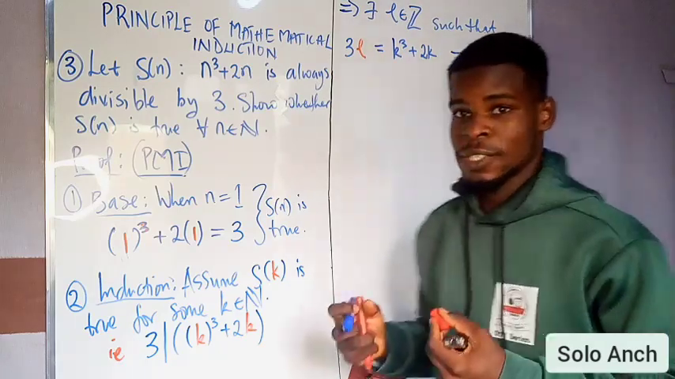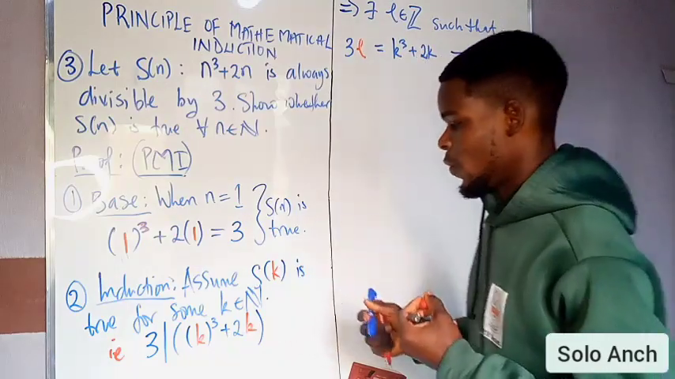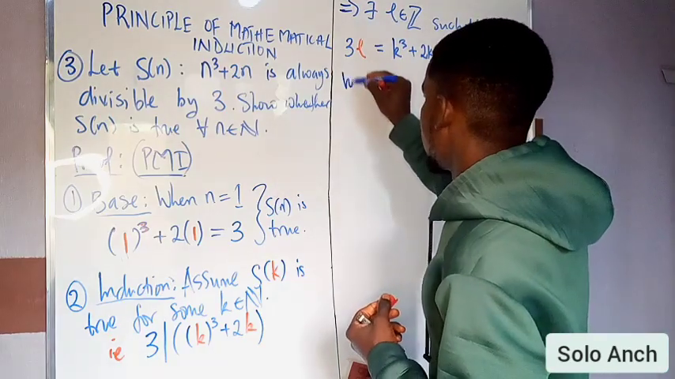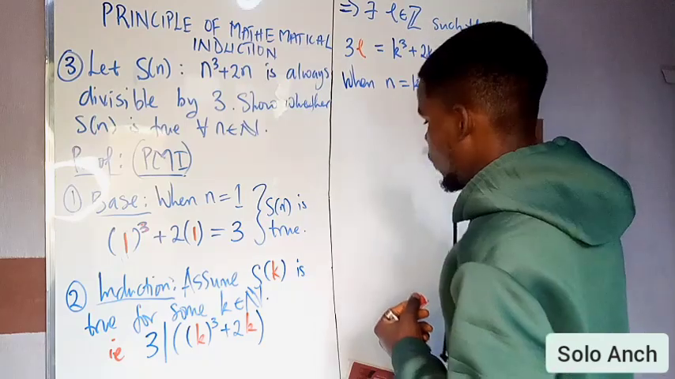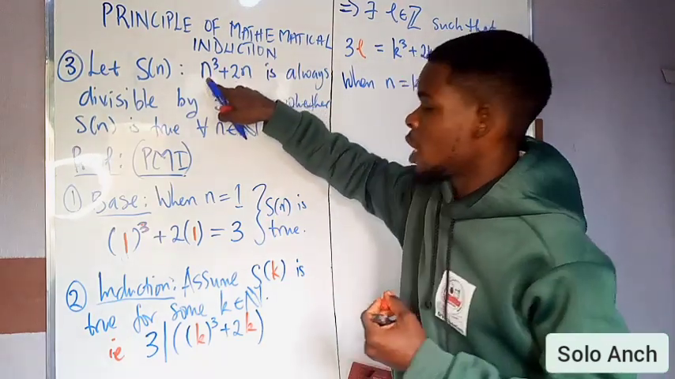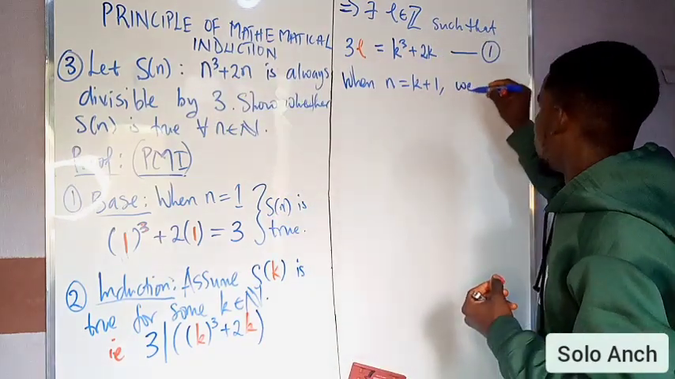And then we're going to use this assumption to check whether this statement is true for the successor of k, that is for the next natural number. So when n is k plus 1, what happens? Alright, we want to check whether when we substitute k plus 1 in place of n, this will be divisible by 3. Okay, so we want to check.